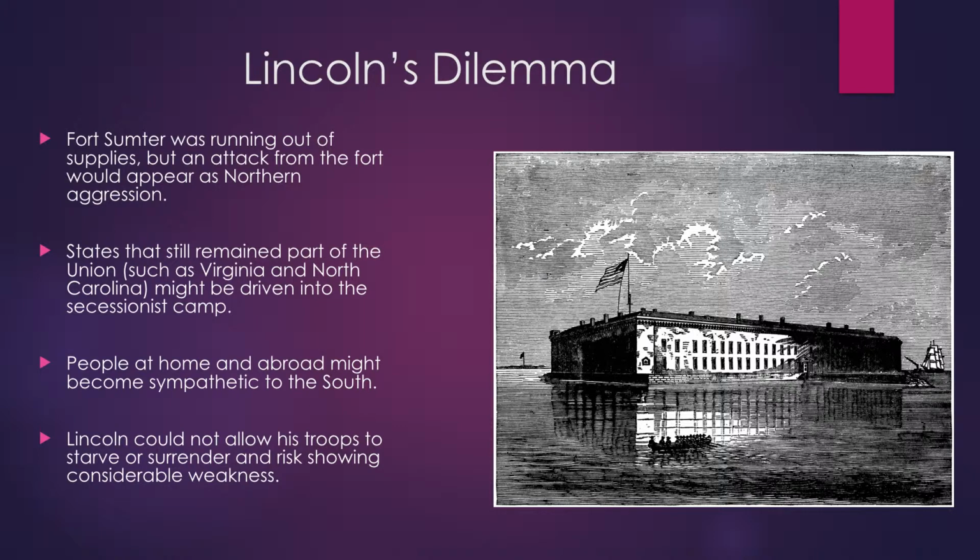At last, he developed a plan. On April 6, Lincoln told the governor of South Carolina that he was going to send provisions, supplies, to Fort Sumter. He would send no arms, troops, or ammunition, unless, of course, South Carolina attacked it.